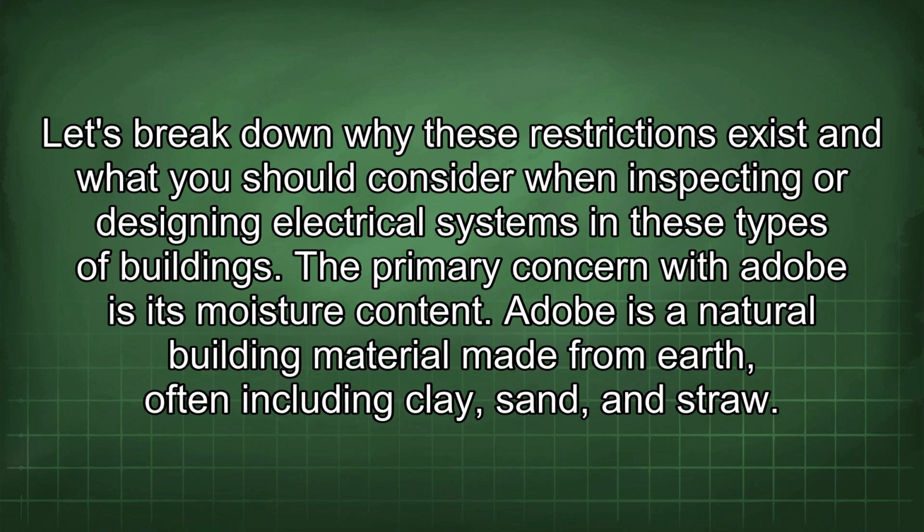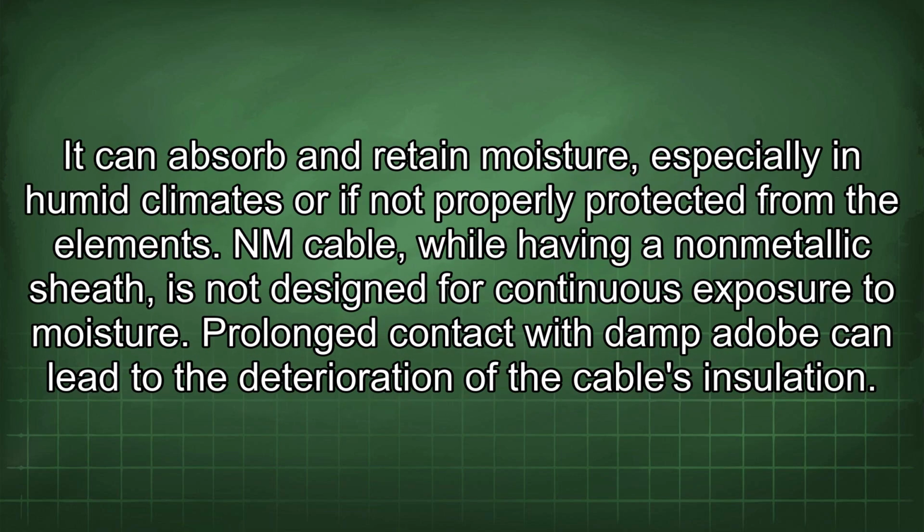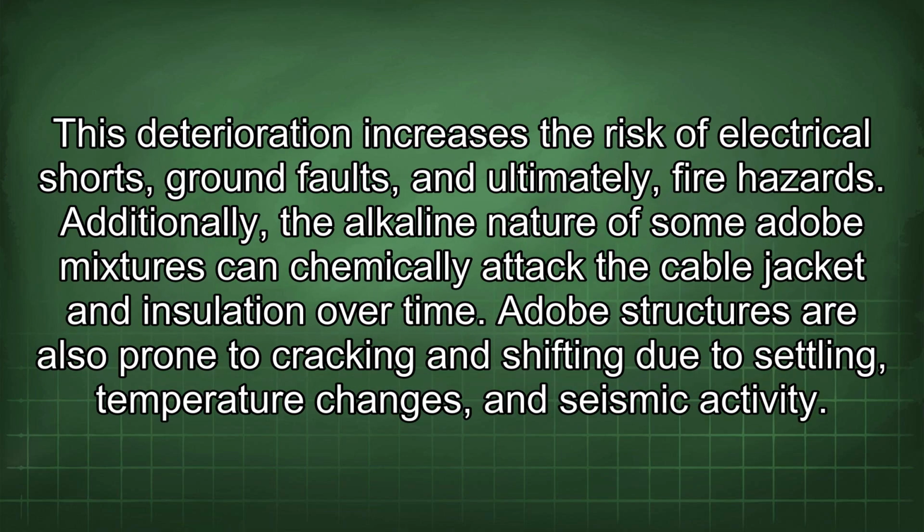Adobe is a natural building material made from earth, often including clay, sand, and straw. It can absorb and retain moisture, especially in humid climates or if not properly protected from the elements. An NM cable, while having a non-metallic sheath, is not designed for continuous exposure to moisture. Prolonged contact with damp adobe can lead to the deterioration of the cable's insulation. This deterioration increases the risk of electrical shorts, ground faults, and ultimately, fire hazards. Additionally, the alkaline nature of some adobe mixtures can chemically attack the cable jacket and insulation over time.